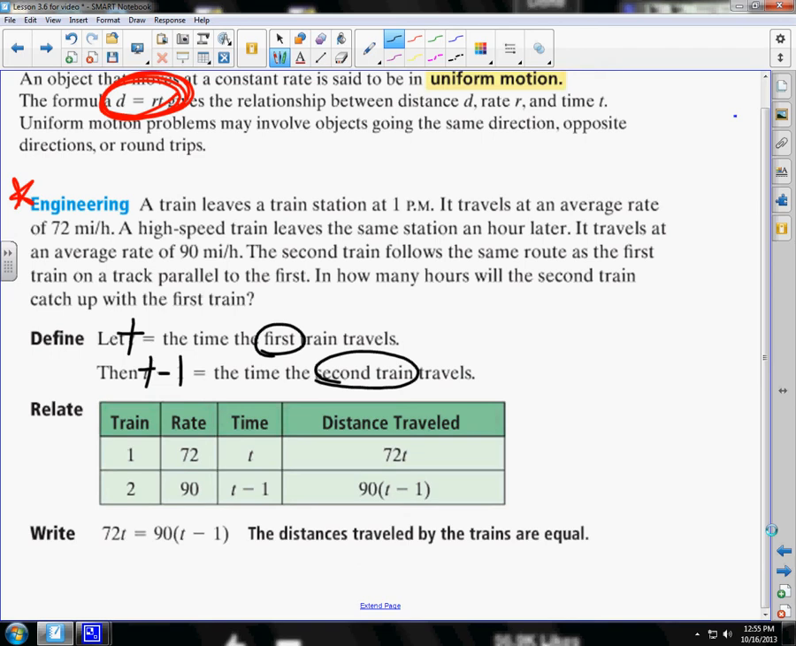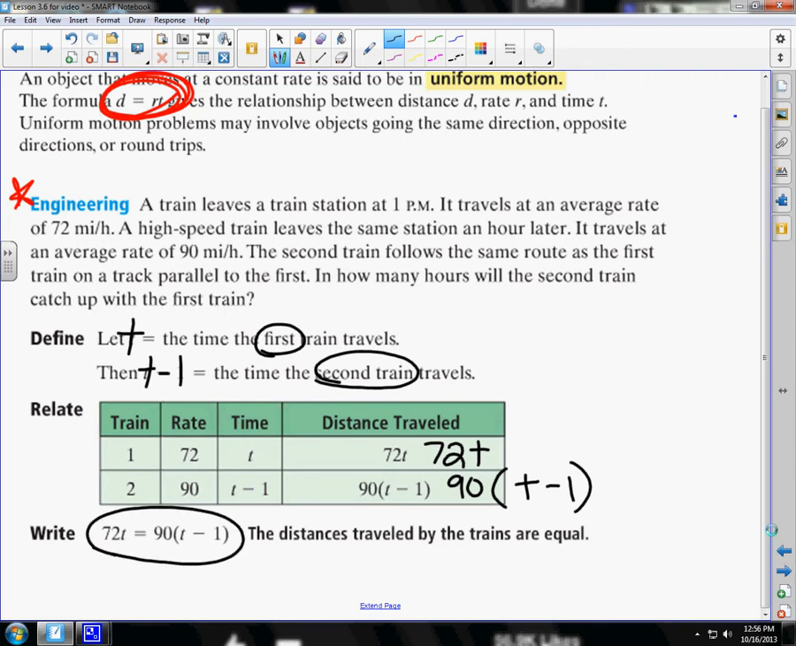Okay? Now, what they figured out is, well, the first train travels at 72 miles per hour and then times its time. If it takes 5 hours, that's how far it's gone. This one travels at 90 miles per hour and then t minus 1 is its time. So here's a couple different ways you can do this.